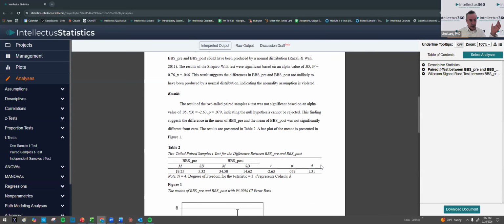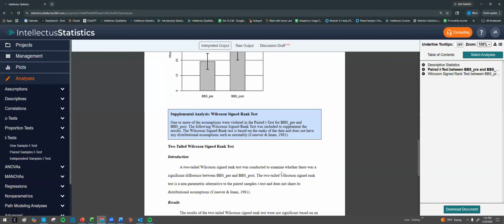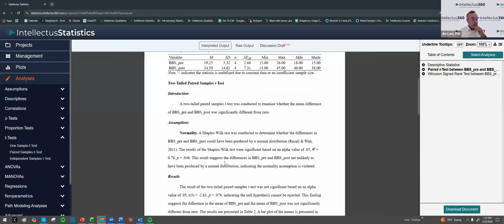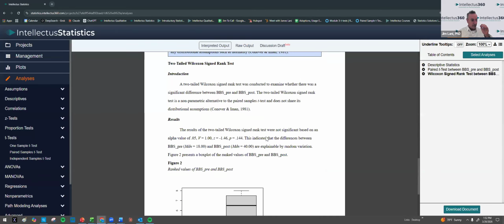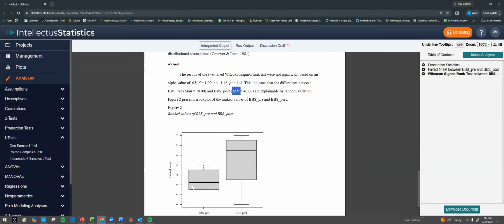This is exactly what we're talking about. The importance of that difference is huge, although it didn't reach statistical significance. Now, when normality is violated, it's worth looking at the Wilcoxon. Here, it's also not significant. Looking at the medians and ranks.